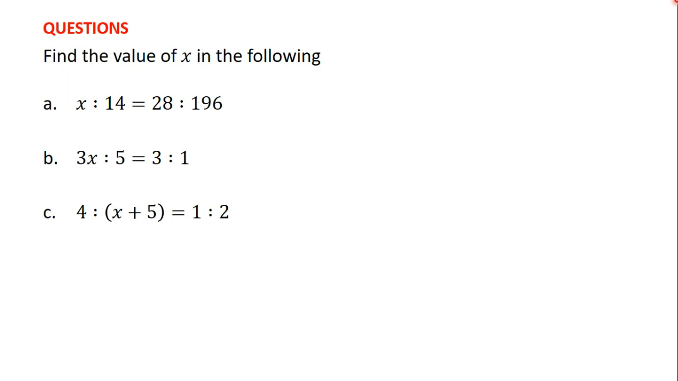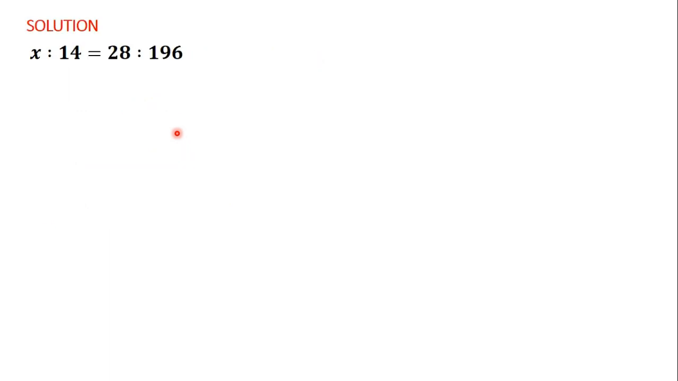A. X is to 14 is equal to 28 is to 196. B. 3x is to 5 is equal to 3 is to 1. And C. 4 is to x plus 5 into bracket is equal to 1 is to 2. We will begin with the first one.